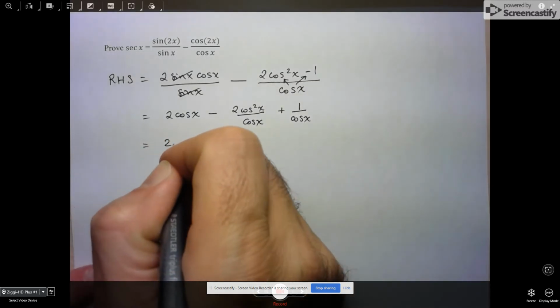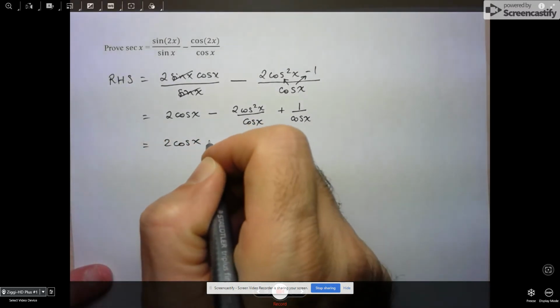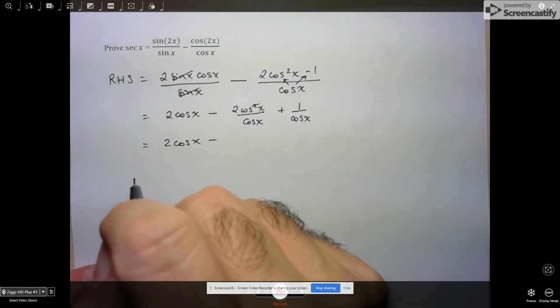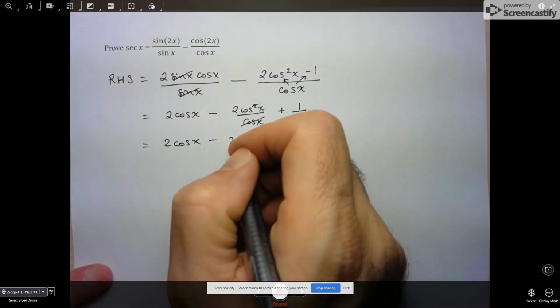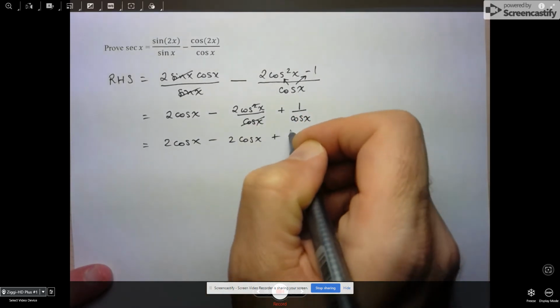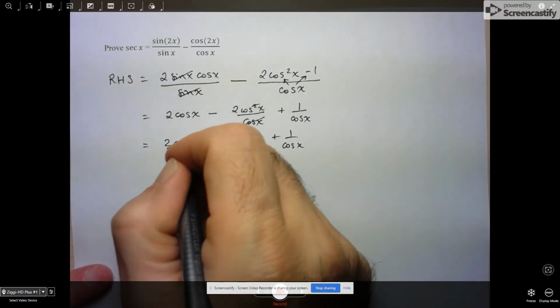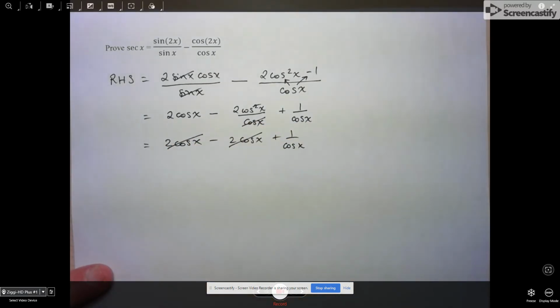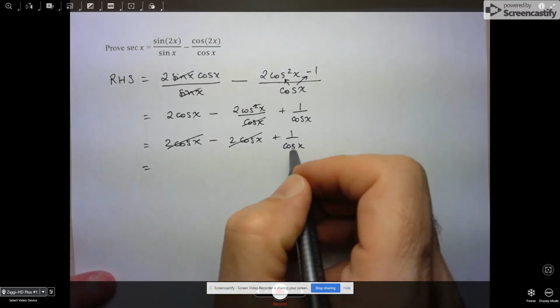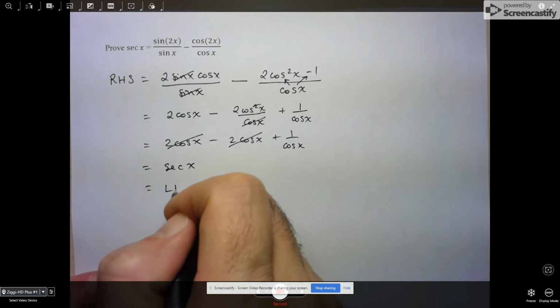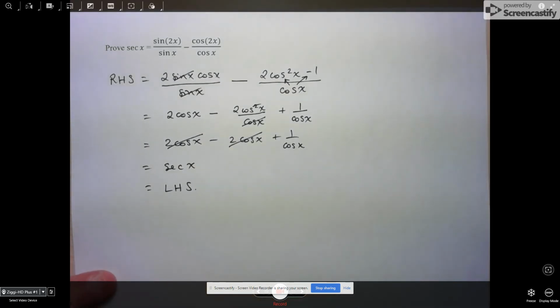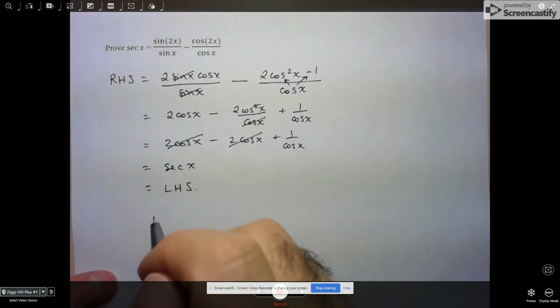And as we sort of foresaw already, what happens is that one of these cosine factors in the numerator will reduce with the cosine factor in the denominator. So we're left with minus 2 cos x plus 1 over cos x. And so these just subtract to 0. And I'm left with 1 over cos x, which of course is equal to secant of x, which is equal to my left-hand side. Okay. And so there we have it. We have our identity proved.